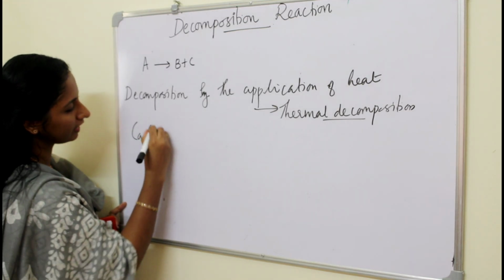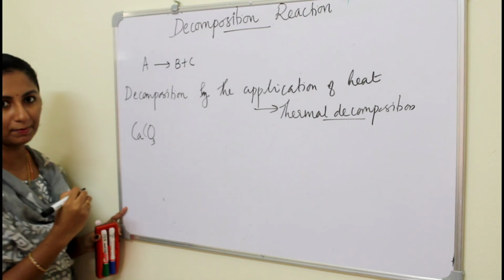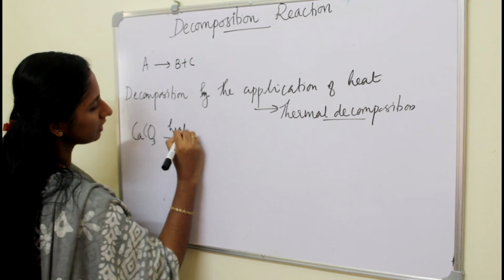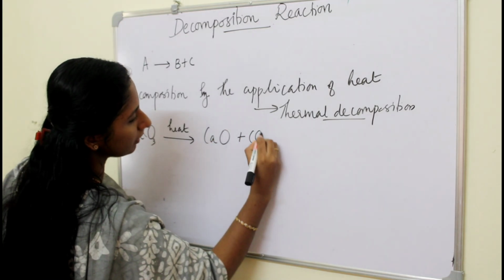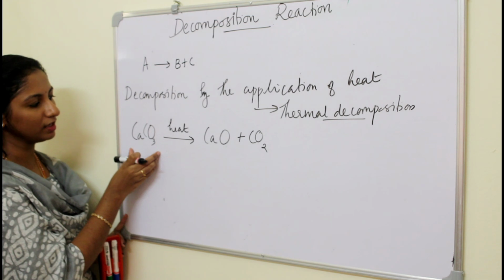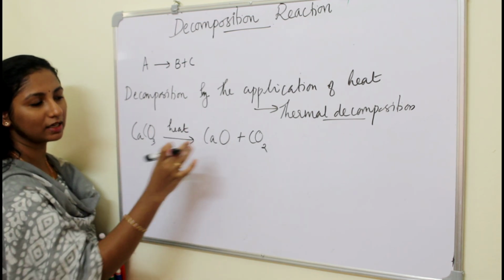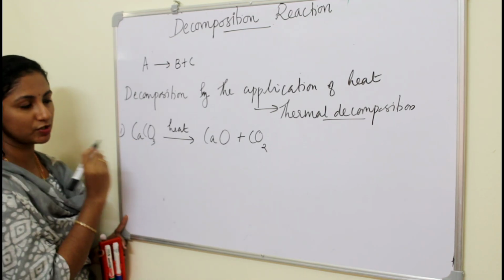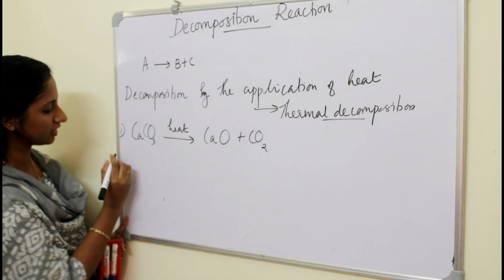At first we are taking calcium carbonate, and we are heating it. Then we are getting calcium oxide and carbon dioxide, okay. So we are taking calcium carbonate and after heating it we are getting calcium oxide and carbon dioxide. So this is an example of decomposition reaction by the application of heat, that is thermal decomposition reaction.